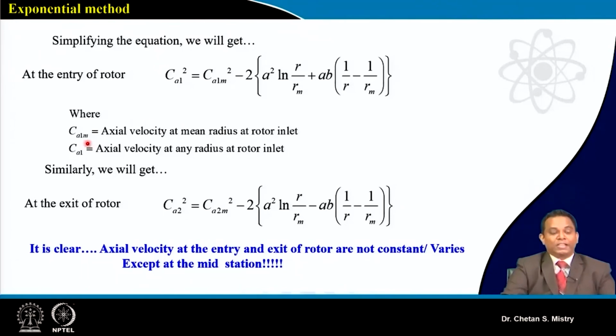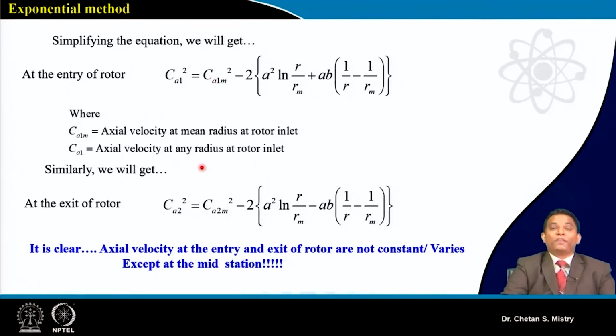So CA1m is nothing but my axial velocity at the mid station at the entry, and CA1 is nothing but my axial velocity at any station. So you can understand, at the mid station I know my axial velocity, suppose. Then I can calculate how my axial velocity is varying along the span at the entry of my rotor by using this formula.